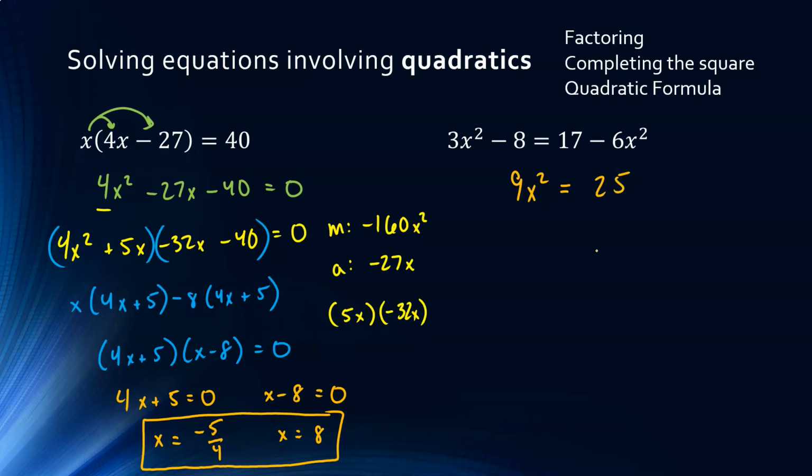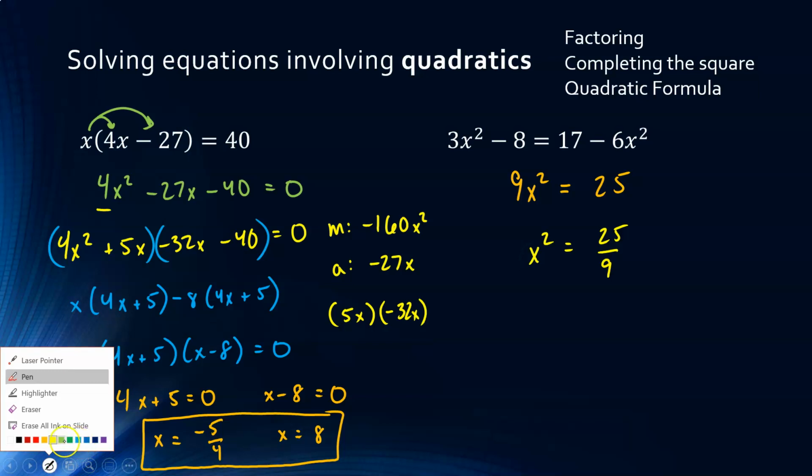Now this one's different. This one, I just have a single variable in it. So I don't have to factor this one. I could solve this one really easily just by solving for x. Let me show you. I'm going to start by dividing both sides by 9. So I'd have x squared equals 25 divided by 9. Now that can't reduce, but I have the x squared by itself. All I've got to do now is take the square root of both sides.